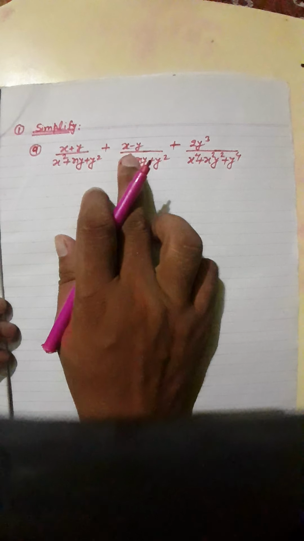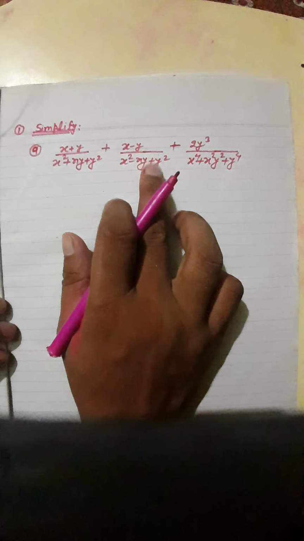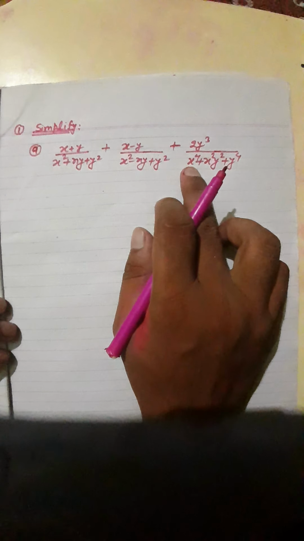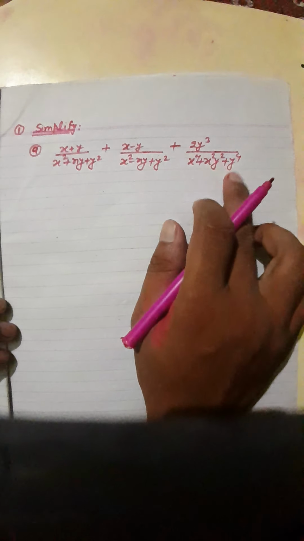Now our question today is x plus y upon x square plus xy plus y square, plus x minus y upon x square minus xy plus y square, plus 2y cube upon x power 4 plus x square y square plus y to the power 4.